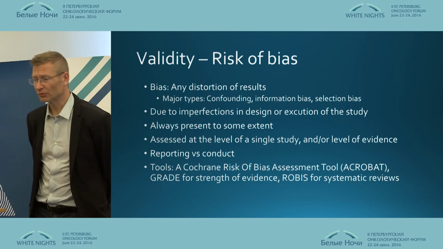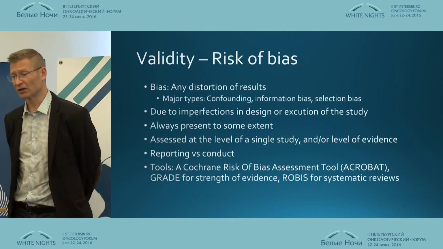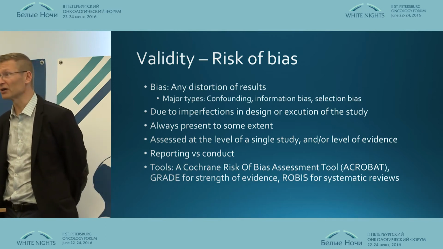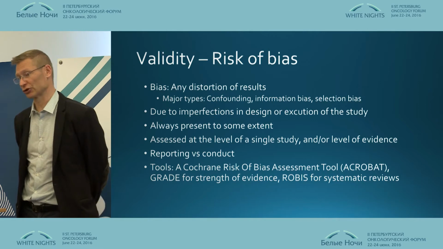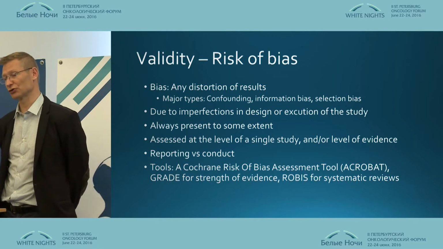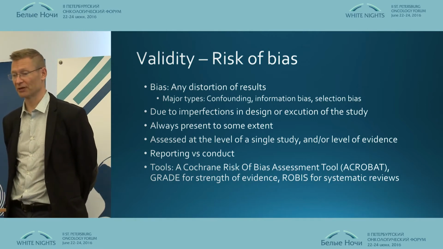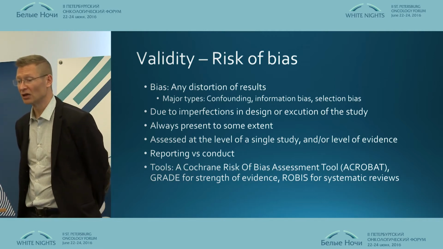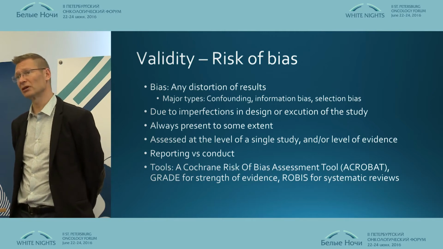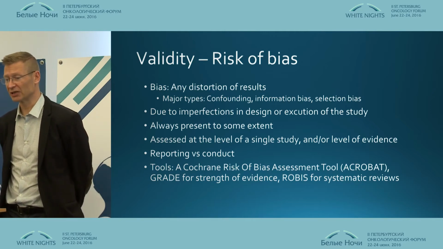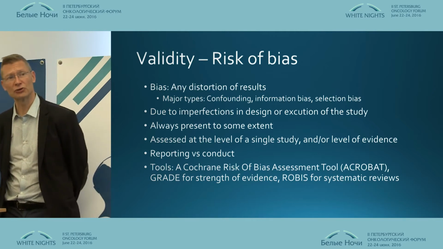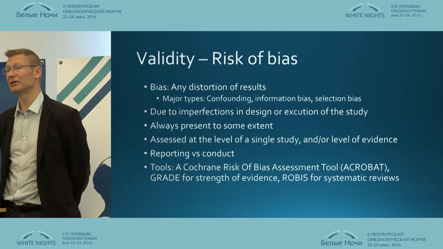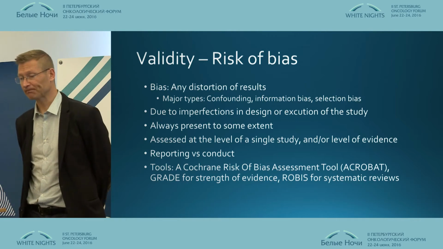Validity is a term, together with bias, that I keep mentioning, and I'm just going to give some detail here. Basically, with bias, we mean any distortion, any sources of error, so to speak. And the major types of bias are confounding, information bias and selection bias. Others will talk about those in more detail, but they are basically due to imperfections in the design and execution of the study.